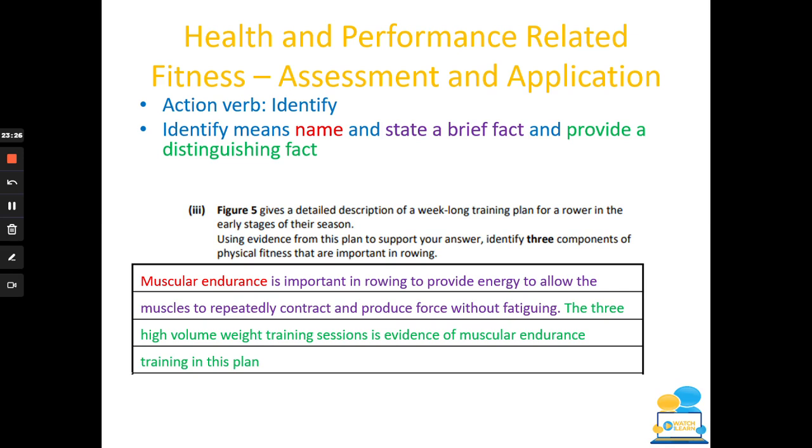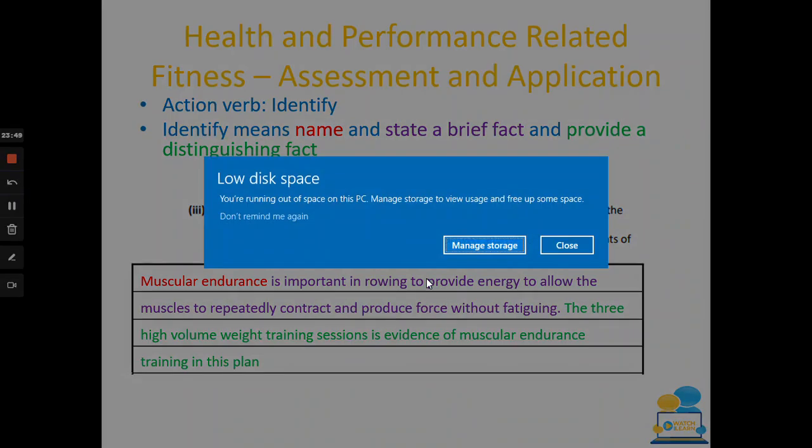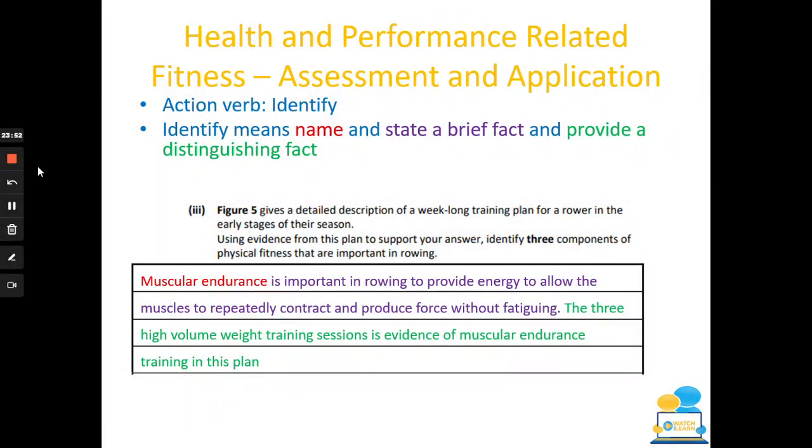So in this example here, it was the O'Donovan brothers that were in the case study. And it might take them just over 6 minutes to perform a 2-kilometer rowing event. So for that 6 minutes, the muscles will have to repeatedly contract to maintain speed and produce force without getting tired and allowing the boat to slow down. And then there's this distinguishing fact. So the 3 high volume weight training sessions is evidence of muscular endurance training in this plan. So we know that when we're performing resistance training or high repetitions with lots of volume, the focus of the training is for muscular endurance.